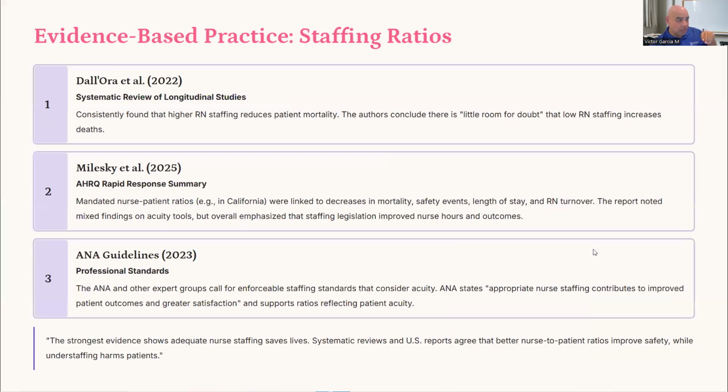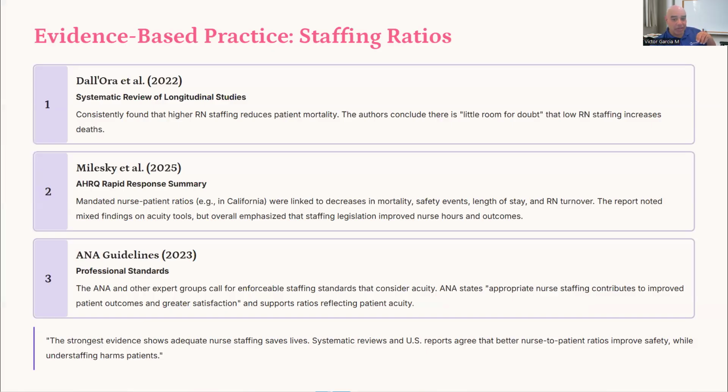Now, what is the evidence for staffing ratios? The research shows that higher RN staffing is associated with lower mortality rates and fewer adverse events. Acuity tools have been shown to improve workload fairness, though outcomes can vary depending on the implementation. And some preliminary data also suggest that dedicated float pool nurses perform more safely than frequently floated staff.